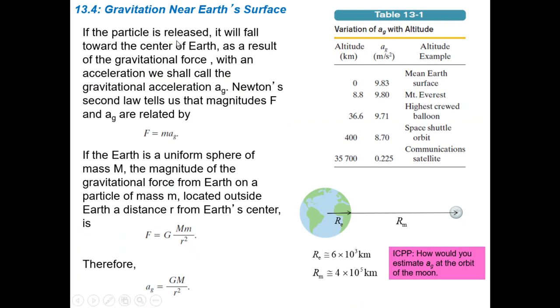If the particle is released, it will fall toward the center as a result of gravitational force with acceleration. We shall call the gravitational acceleration g. In Newton's second law, the magnitude F and g are related by F = mg.